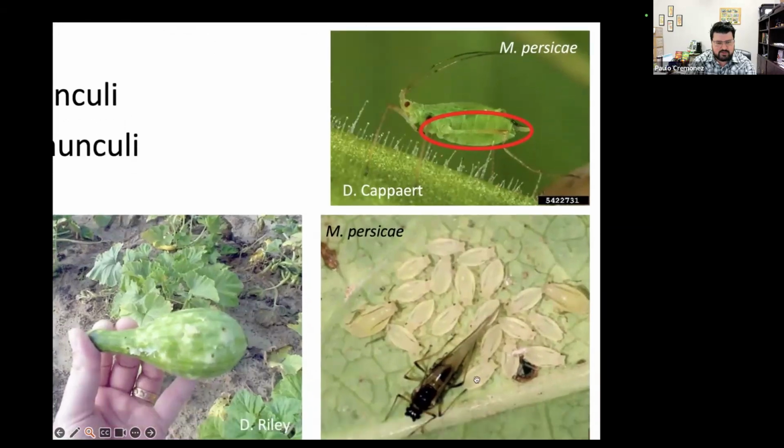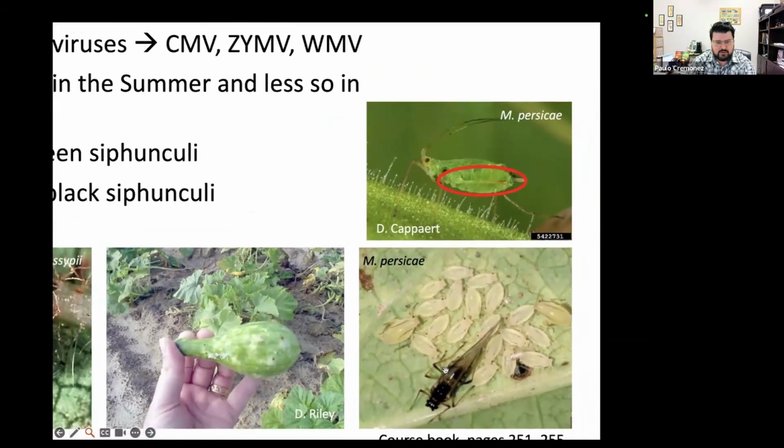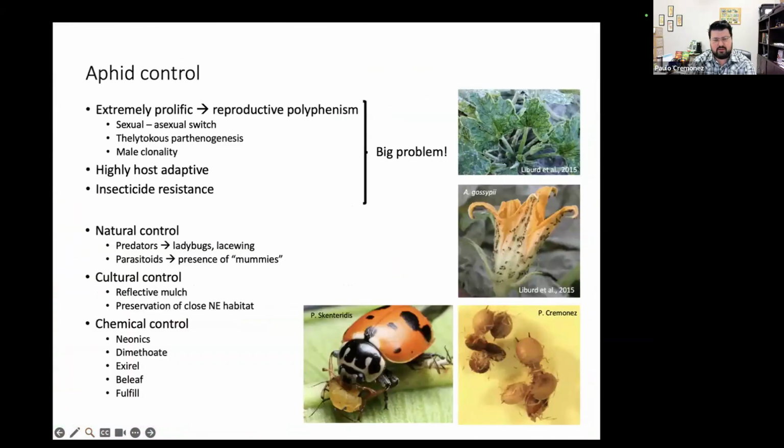And this is an adult, for example, with the nymphs here. This is a winged adult, so it has wings for dispersal, but the females absolutely don't need the males to reproduce. So this is part of the big problem with aphids. They are extremely prolific because they have characteristics that make them basically a reproduction machine. They are sexual and asexual, so they can switch based on the different environment. Thelytokous parthenogenesis is a fancy word to say that the females can lay eggs without the males, and all their eggs will be females.